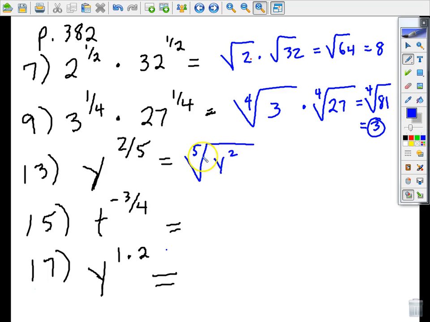Okay, and then you should always check, just make sure that the radical can't be simplified. And in this case, it can't be, so that's our final answer. Let's change, first of all, number 15.